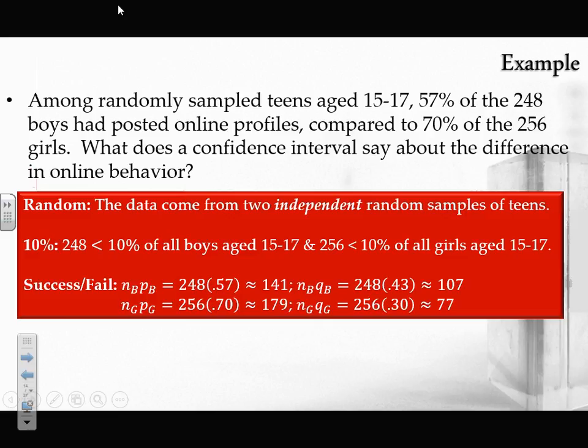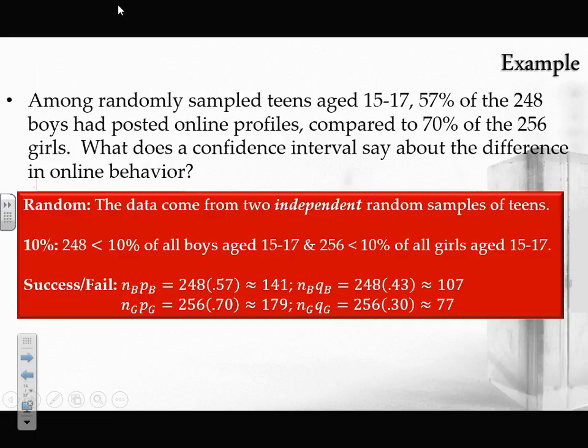Now in this case, notice I'm using just a little bit different notation. Instead of N1P1 and N2P2, I just used B and G. So B for boys, G for girls. That way we don't have to keep going back and forth. Well, did I make girls or boys number 1 or girls or boys number 2? So you can use the lettering to differentiate as well.